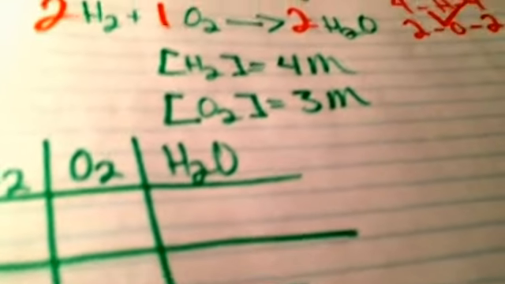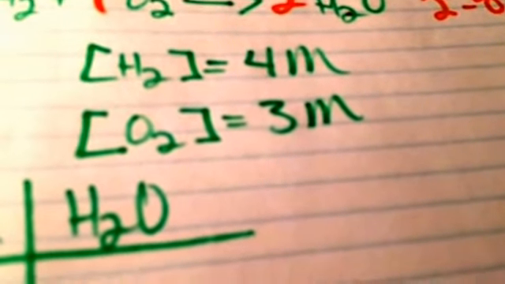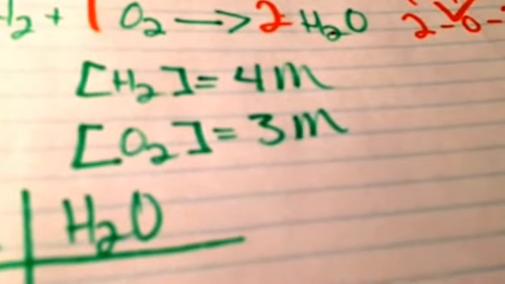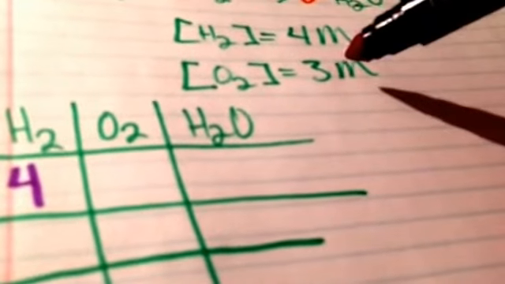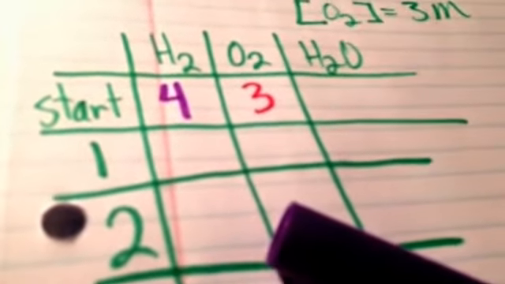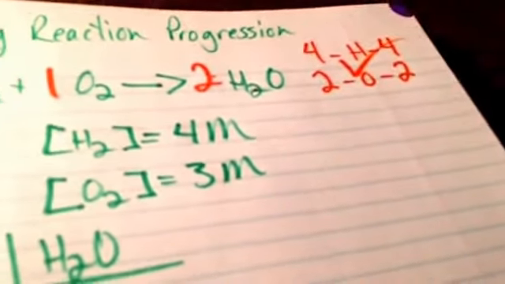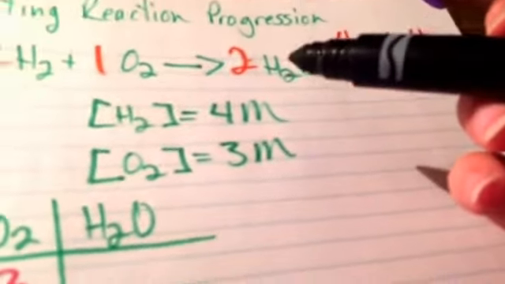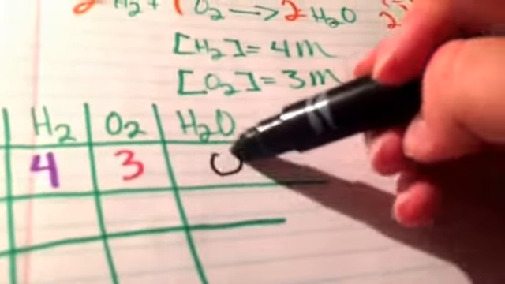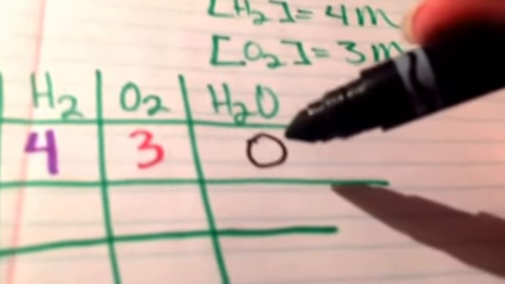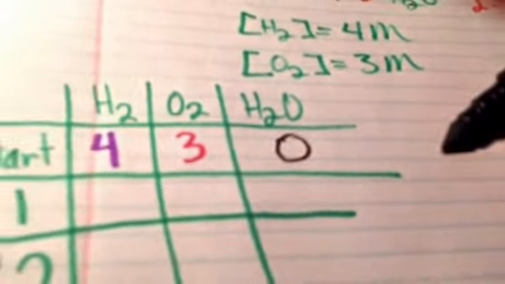Right here, it tells us that we start with 4m of H2. So over here, at our starting point, we're going to say we started with 4. Now for oxygen, it says we start at 3. So we're going to go right here and write 3. For H2O, we start at 0 because that is our product and we haven't had our first reaction yet. So we haven't made any water yet. So we have a 0 right there.